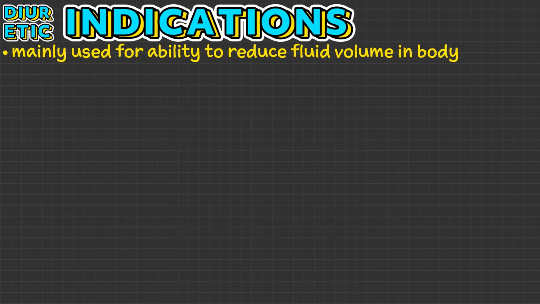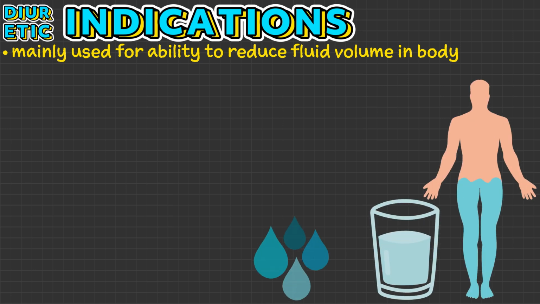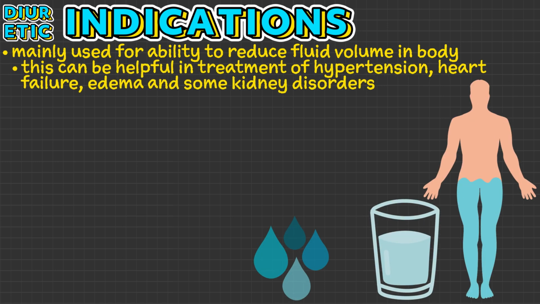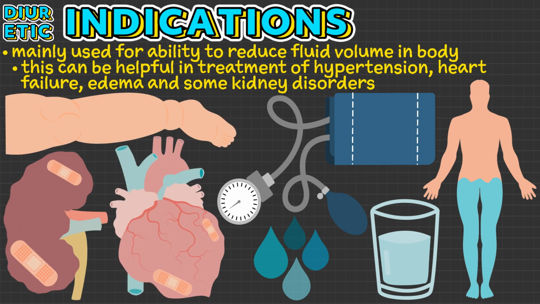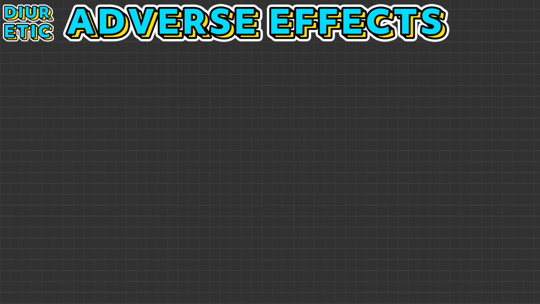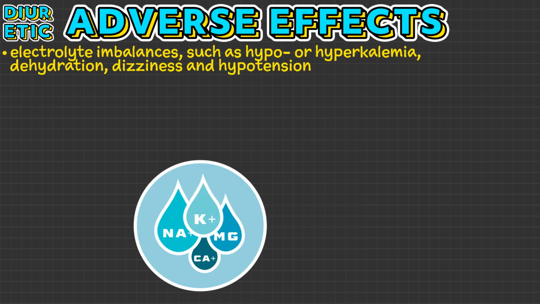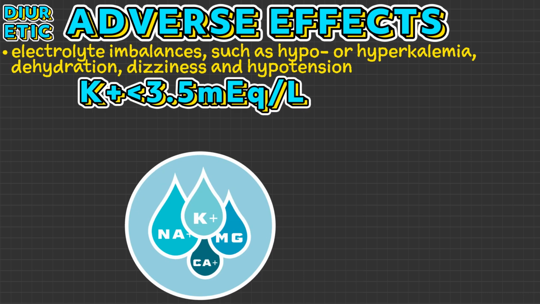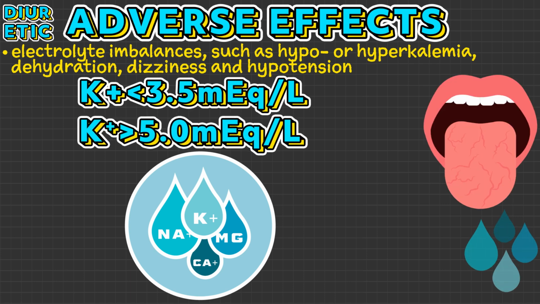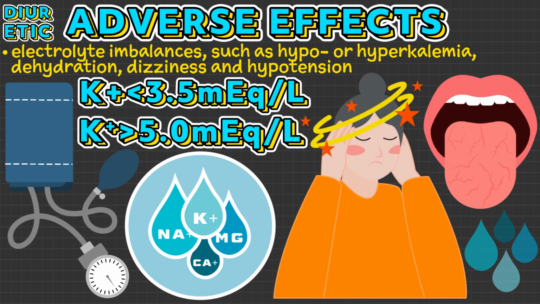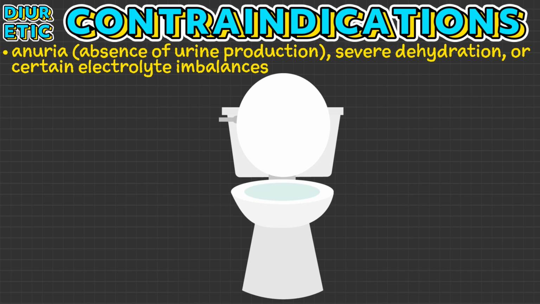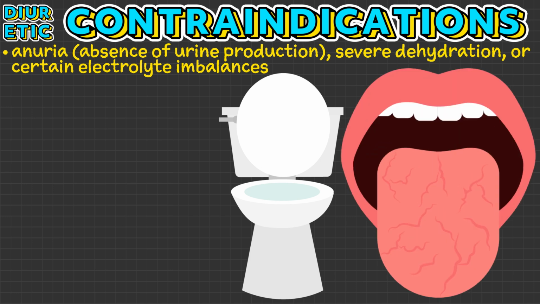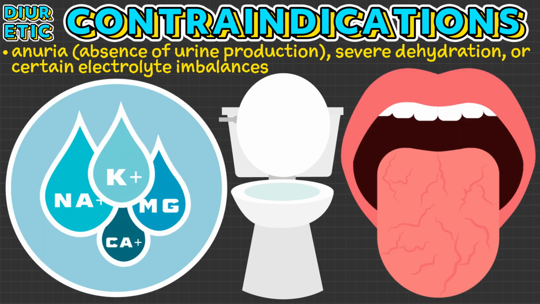Diuretics are mainly used for their ability to reduce fluid volume in the body, which can be helpful in the treatment of hypertension, heart failure, edema, and some kidney disorders. The most common adverse effects of diuretics include electrolyte imbalances, such as hypo or hyperkalemia, dehydration, dizziness, and hypotension. Diuretics should generally not be used with anuria, or the absence of urine production, severe dehydration, or certain electrolyte imbalances depending on the specific diuretic.